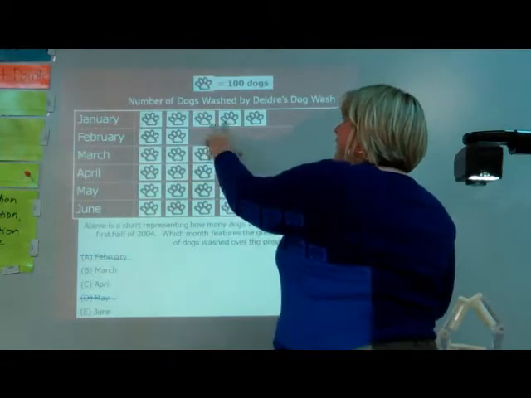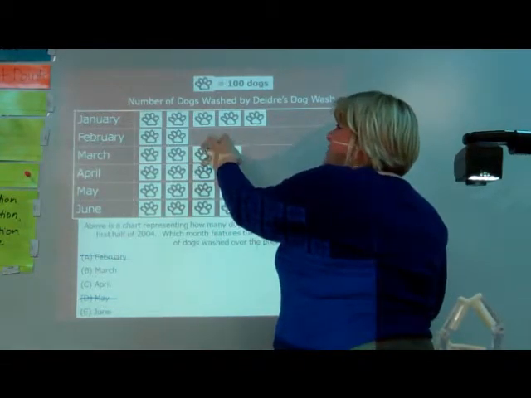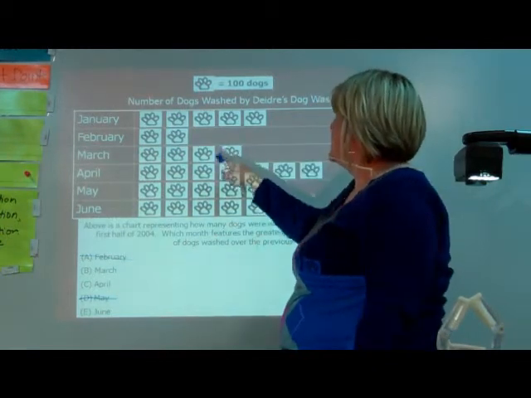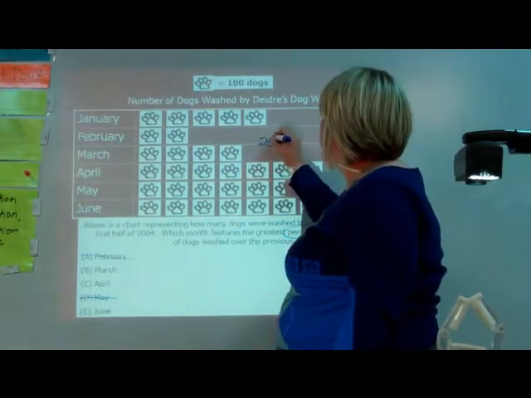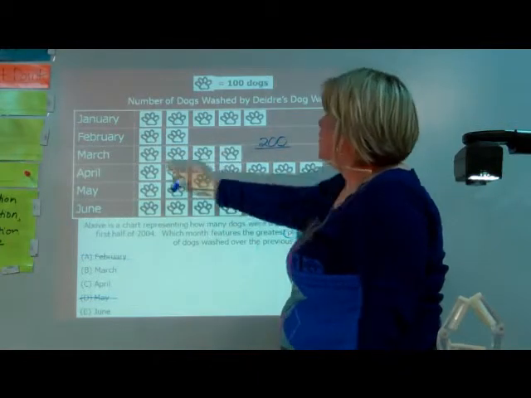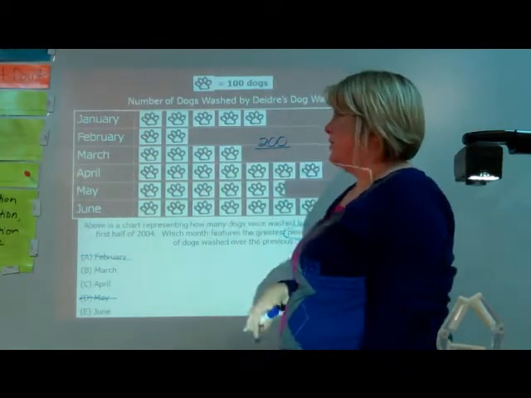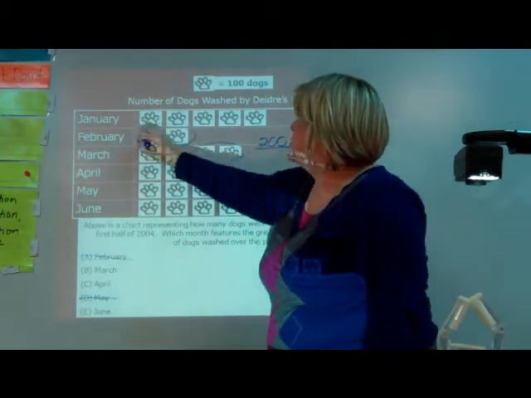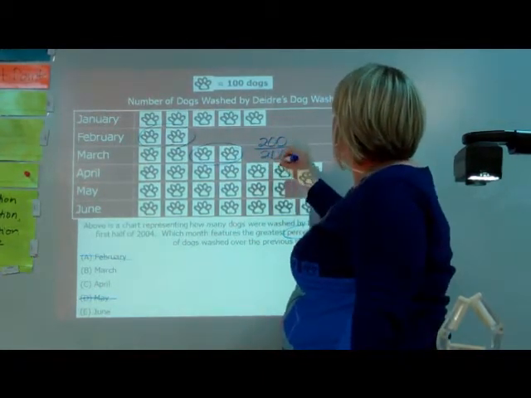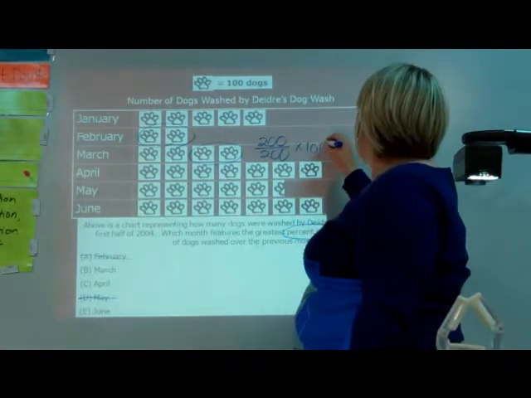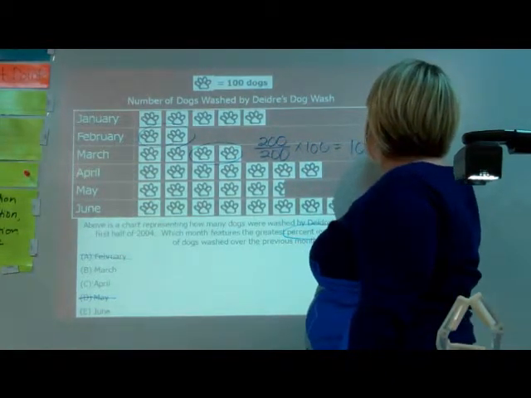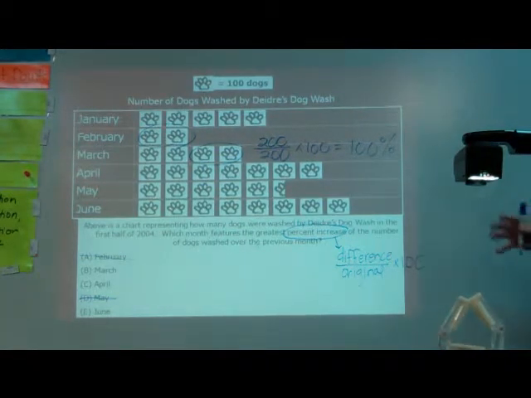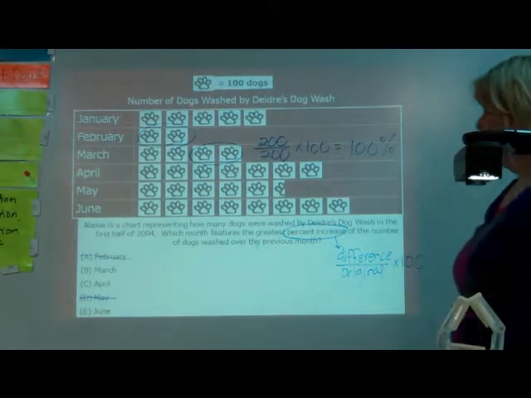So that means what percent did she increase by from February to March? So the difference between the 2 months is 200 dogs, right? 2 paws over the original. That would be in February. So the difference is 200. The original is 200. So that is a 100% increase. She increased the number of dogs that she washed by 100%. She doubled the number of dogs she washed.